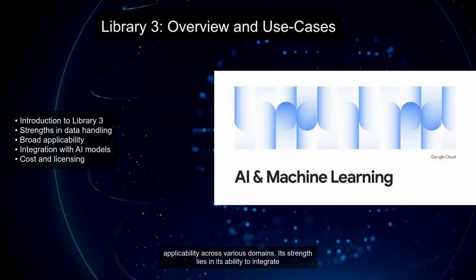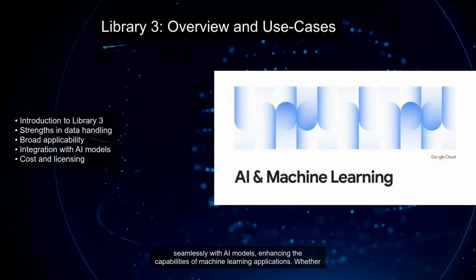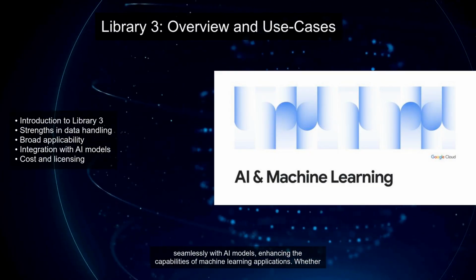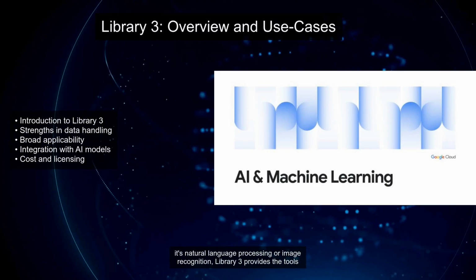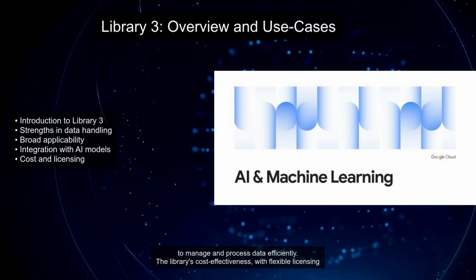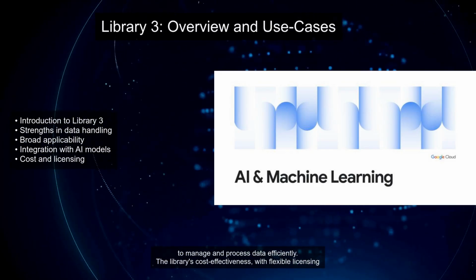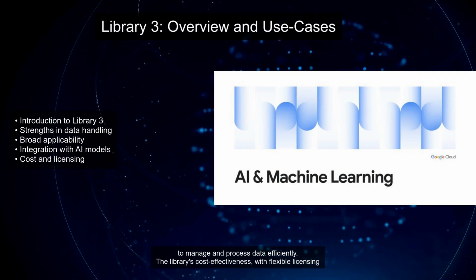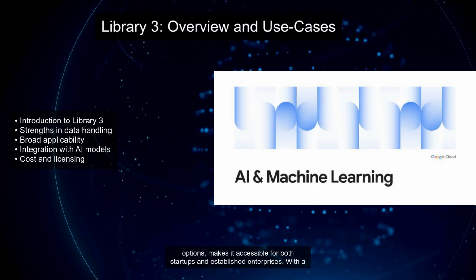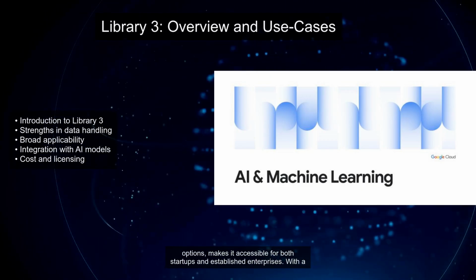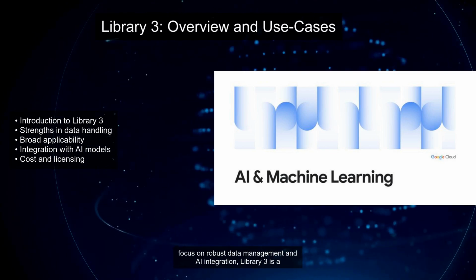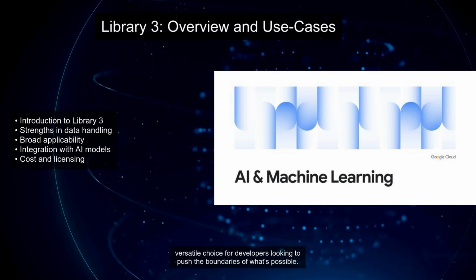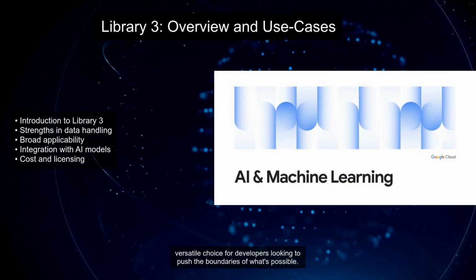Library 3 is renowned for its exceptional data handling capabilities and broad applicability across various domains. Its strength lies in its ability to integrate seamlessly with AI models, enhancing the capabilities of machine learning applications. Whether it's natural language processing or image recognition, Library 3 provides the tools to manage and process data efficiently. The library's cost-effectiveness, with flexible licensing options, makes it accessible for both startups and established enterprises. With a focus on robust data management and AI integration, Library 3 is a versatile choice for developers looking to push the boundaries of what's possible.